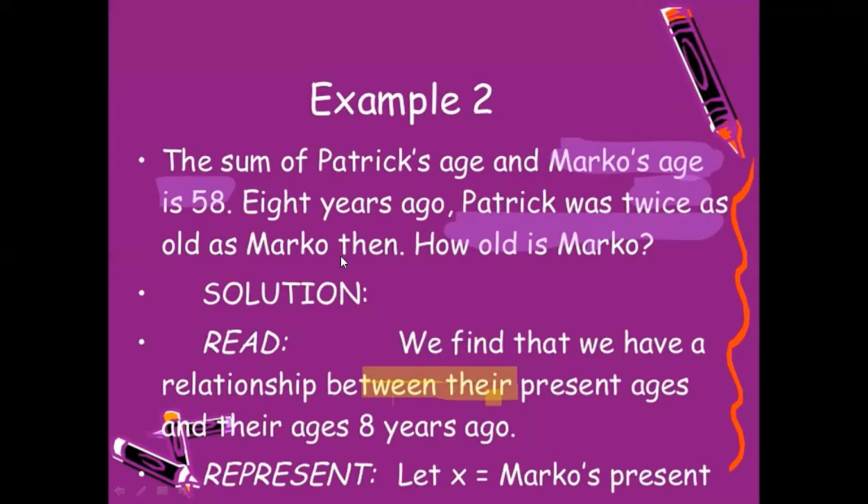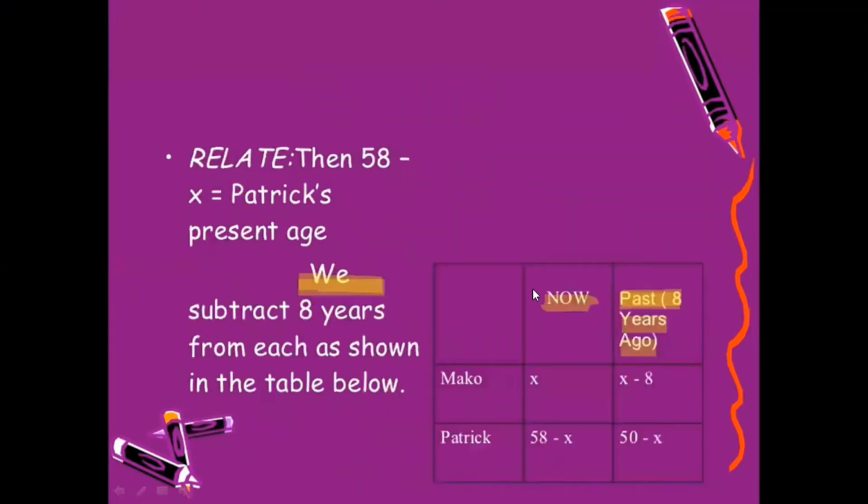First of all, we will have to locate the youngest one, whoever is the younger. If there are two persons, or more than two persons, we will have to locate the youngest one, and we will have to suppose his age is X. So let X mark the present age, because he is the younger between these two. Then the age of Patrick is 58 minus X.